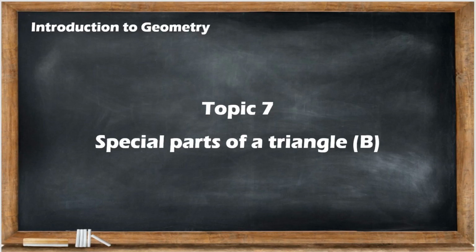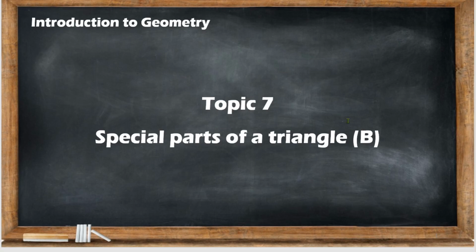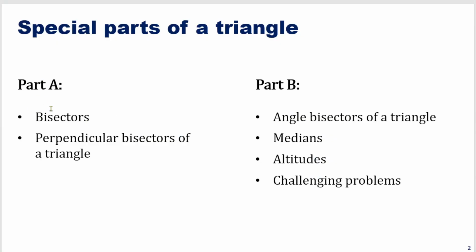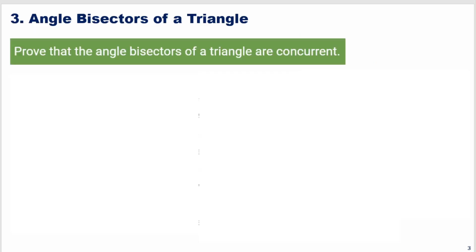Alright, today we're going to have a look at the second part of topic 7, special parts of a triangle. Part B. Previously we talked about part A, which included bisectors and perpendicular bisectors of a triangle. Today we are going to have a look at the concept of angle bisectors of a triangle, medians, altitudes, and some challenging problems involving special parts of a triangle.